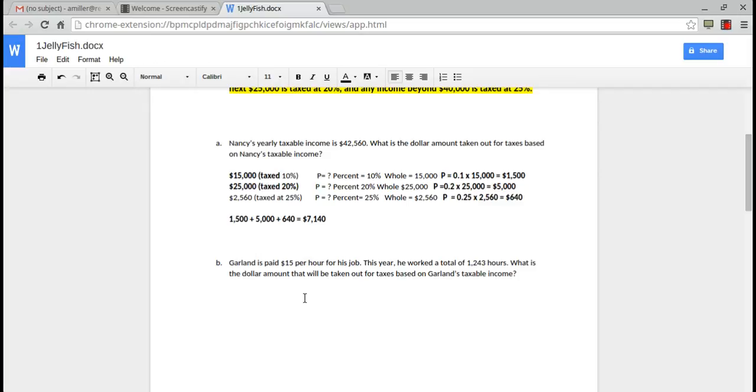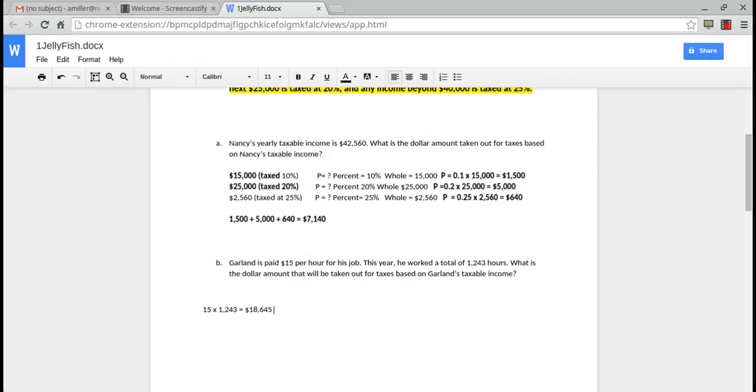First, we need to figure out how much money Garland's making. So he makes $15 per hour. He's working 1,243 hours. So I can do $15 times the 1,243 hours that he's working. And I will get an answer of, he's going to make a total of $18,645. Now we've got to figure out how much is going to be taken out for taxes.